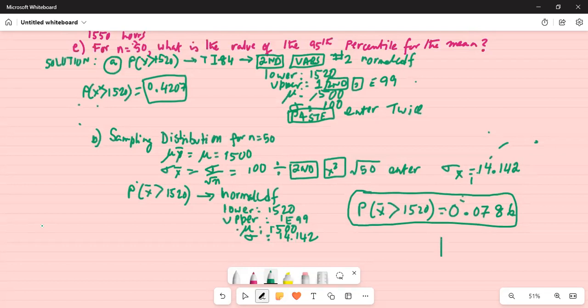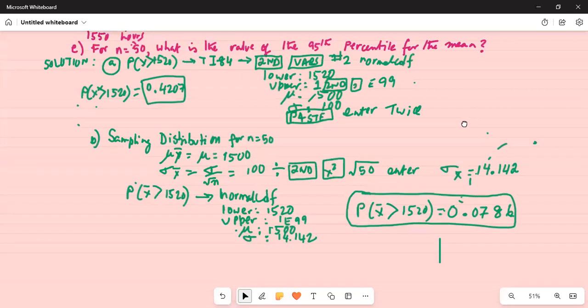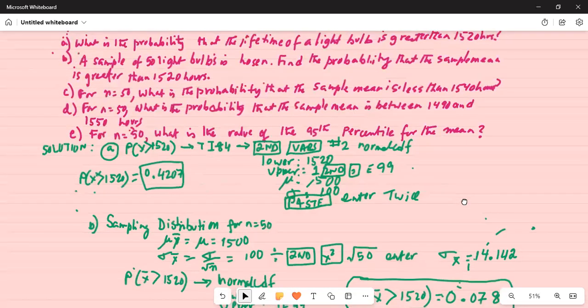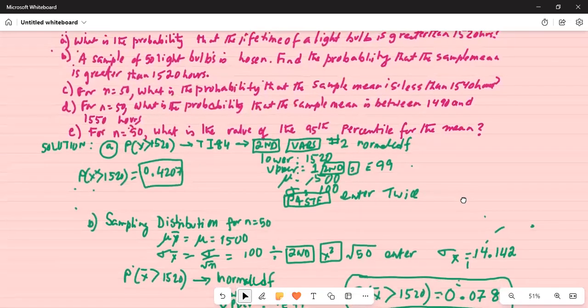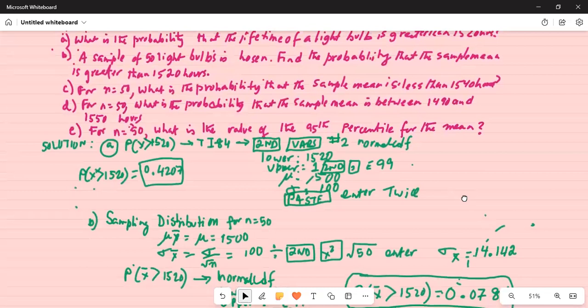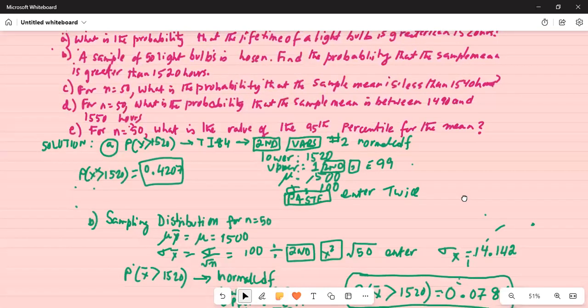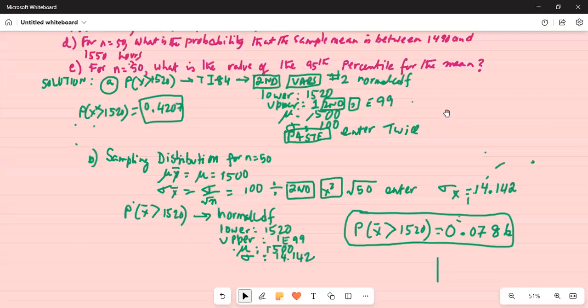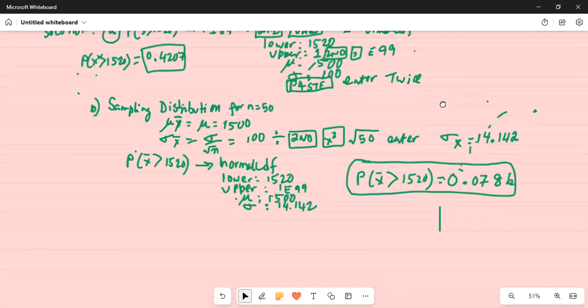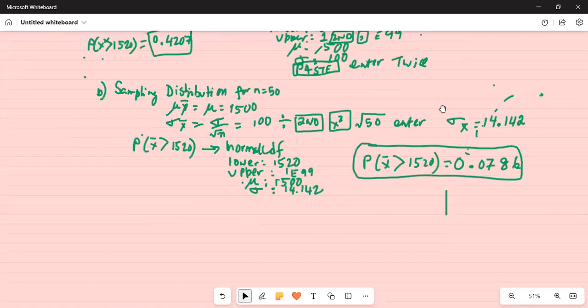So let's see, what did I do? Let me see if I have done the parts correctly. So A, okay, I haven't done part C. Part C says for n equal to 50, what is the probability that the sample mean is less than 1540? So less than 1540.